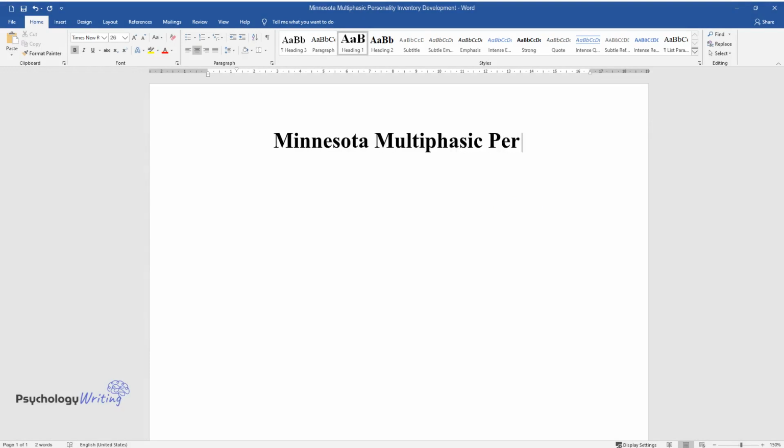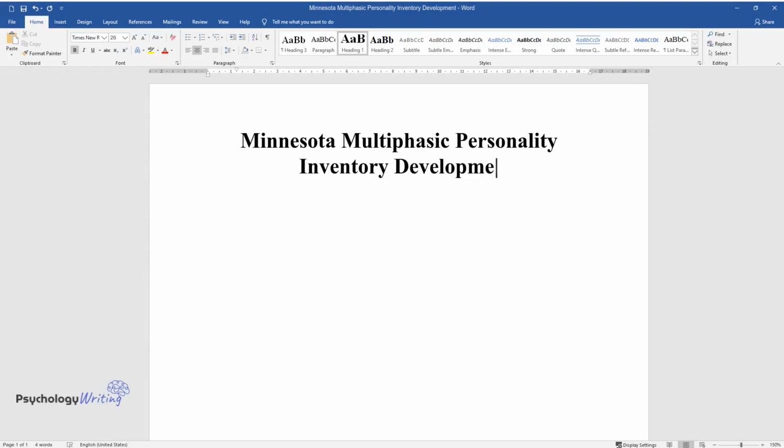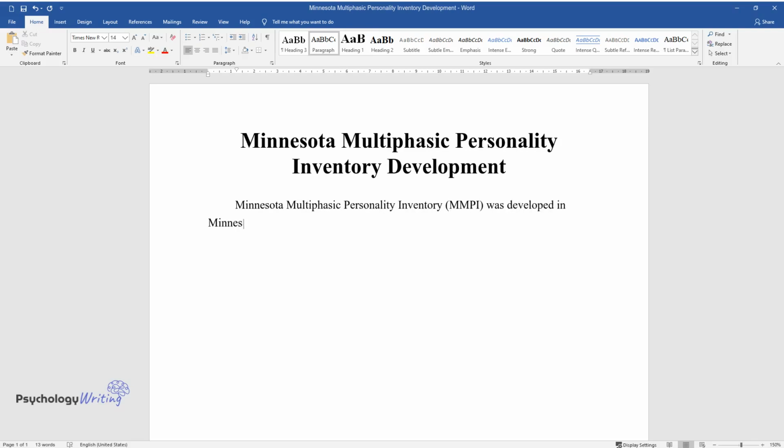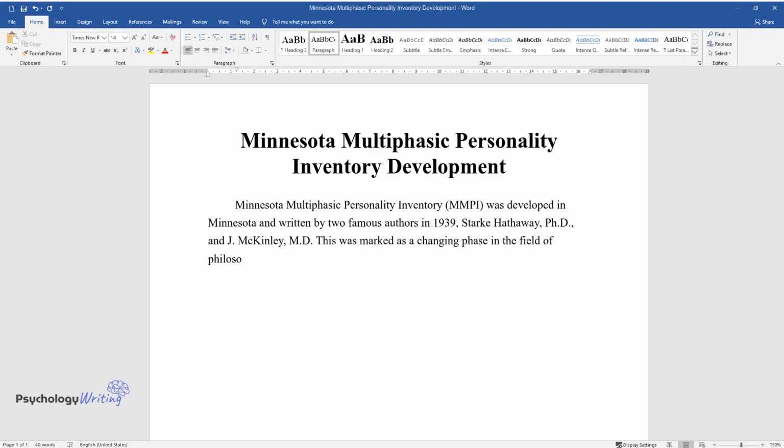Minnesota Multiphasic Personality Inventory Development. The Minnesota Multiphasic Personality Inventory, MMPI, was developed in Minnesota and written by two famous authors in 1939, Starke Hathaway, Ph.D., and J. McKinley, M.D. This was marked as a changing phase in the field of psychology because it represented a deep understanding of how an adult mind works, therefore, it could be used for personality testing.